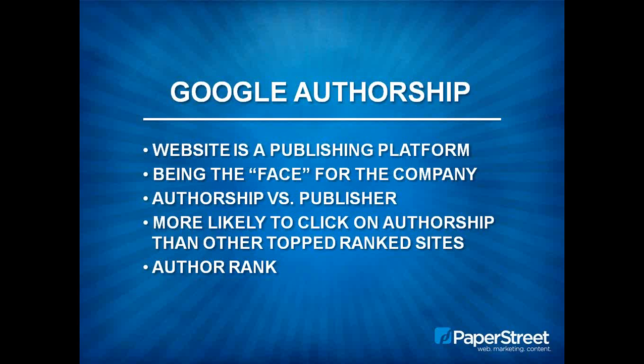Basically, as you can see underneath that, more users are likely to click on authorship than other top ranked sites that have it. Say your competitors have number one or two rankings in Google, and you're the third one down, and you actually have authorship. Statistics are showing that people are more likely to click on that authorship under the third ranking than the first two that rank above it.